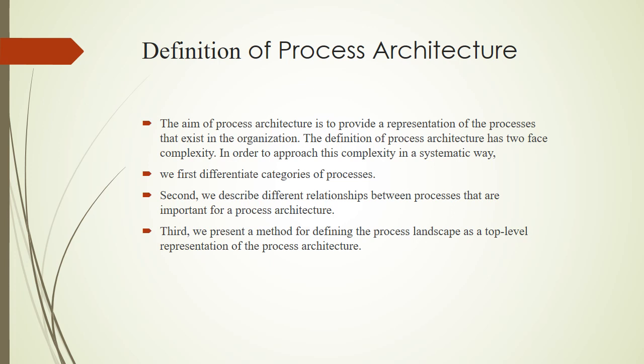The next thing is process architecture. The aim of process architecture is to provide a representation of processes that exist in the organization. The definition of process architecture has two-phase complexity. In order to approach this complexity in a systematic way, first we differentiate categories of processes, second we describe different relationships between the processes that are important for the process architecture, and third we present a method for defining the process landscape as a top-level representation of the process architecture.